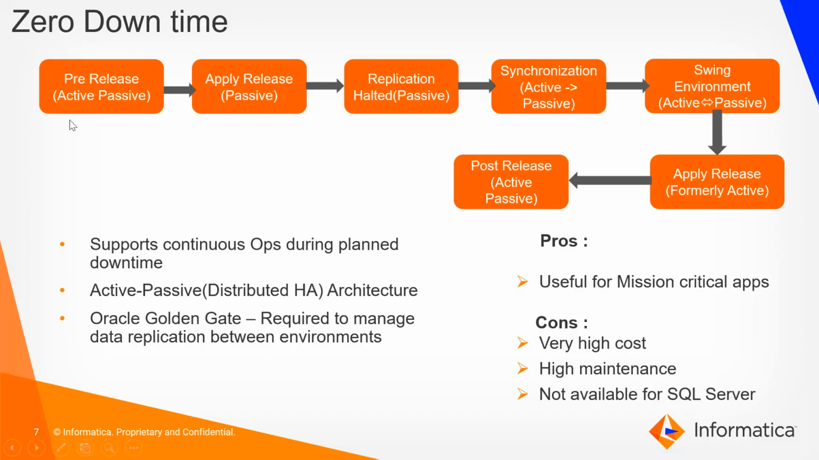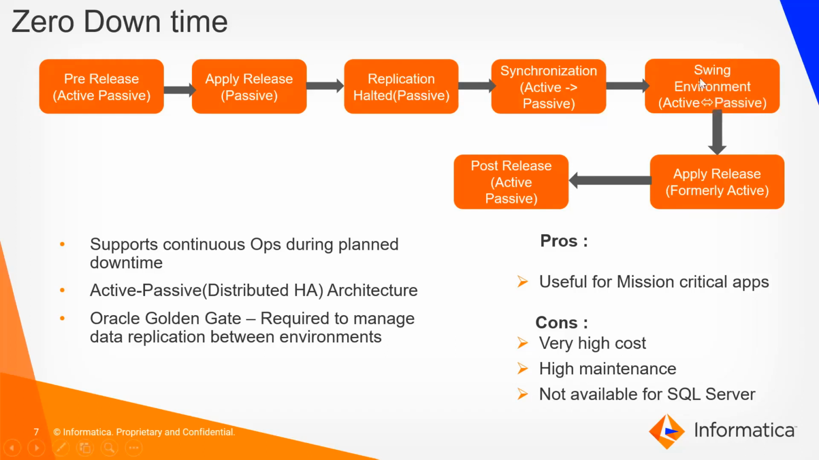So the typical steps involved are pre-release, where we have the active instance and the passive instance, which we discussed in the distributed HA architecture. After that, we apply the release to the passive environment, which is basically the upgrade of the hub server and the process server. During this time, the replication is halted on the passive environment, which means that whatever changes are happening in the active environment are queued during the upgrade on the passive environment. Once the upgrade is done, all the messages that were queued, all the changes that were done in the active environment, will be synchronized with the passive environment.